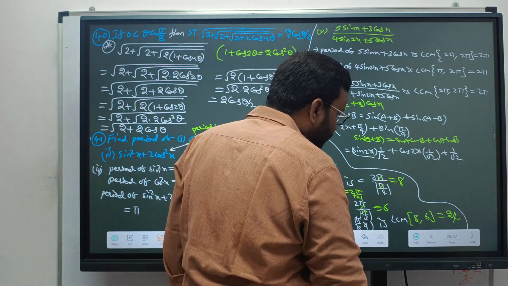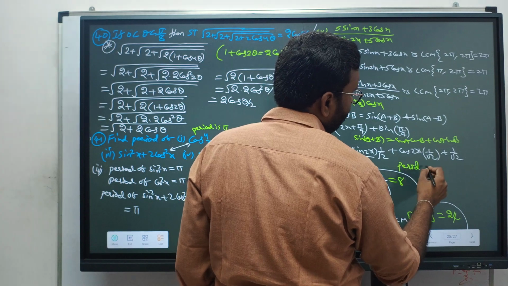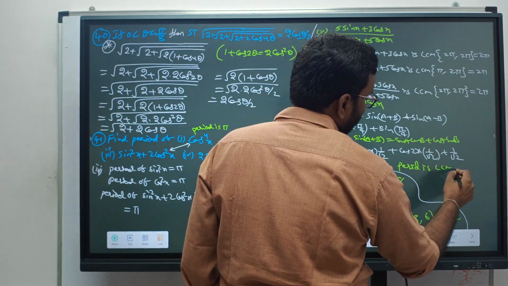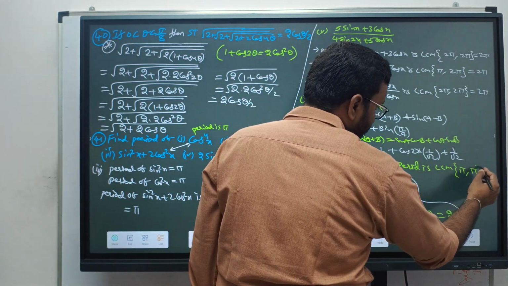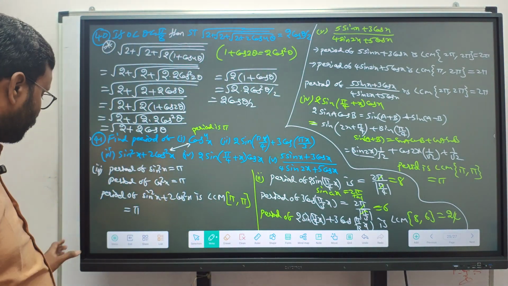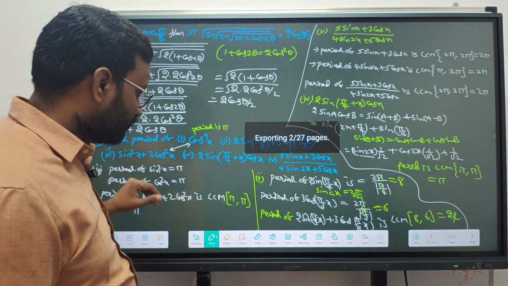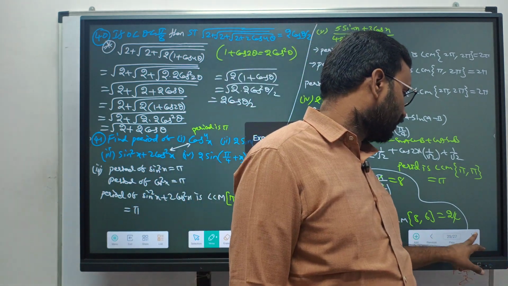Now sin 2x, what is the period? The period is the LCM of the periods of both terms. Sin 2x has period 2 pi by 2, which is pi, and this one is also pi. So the period is pi. Understand? We have to write in terms of addition, then only we can find subtraction also.